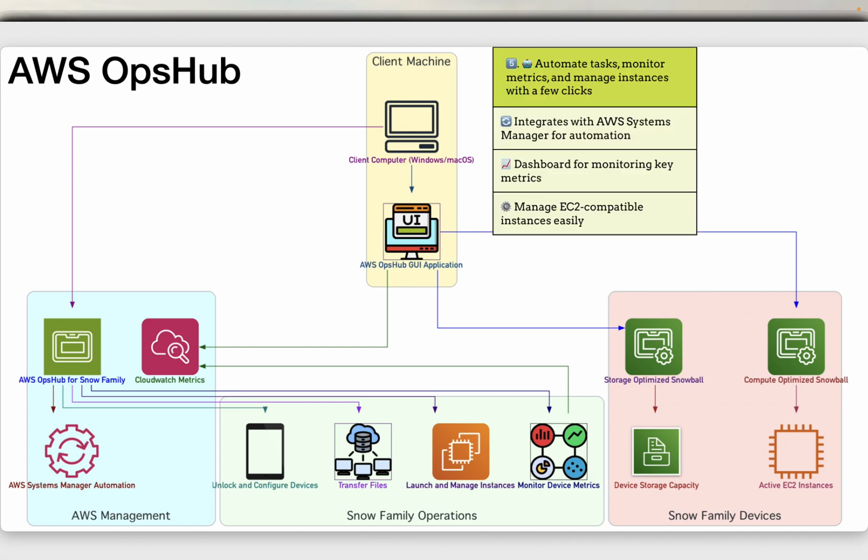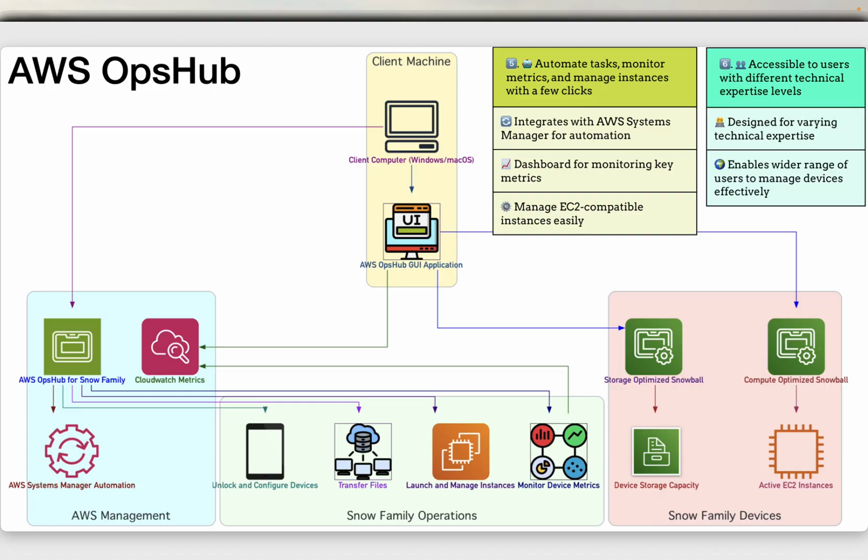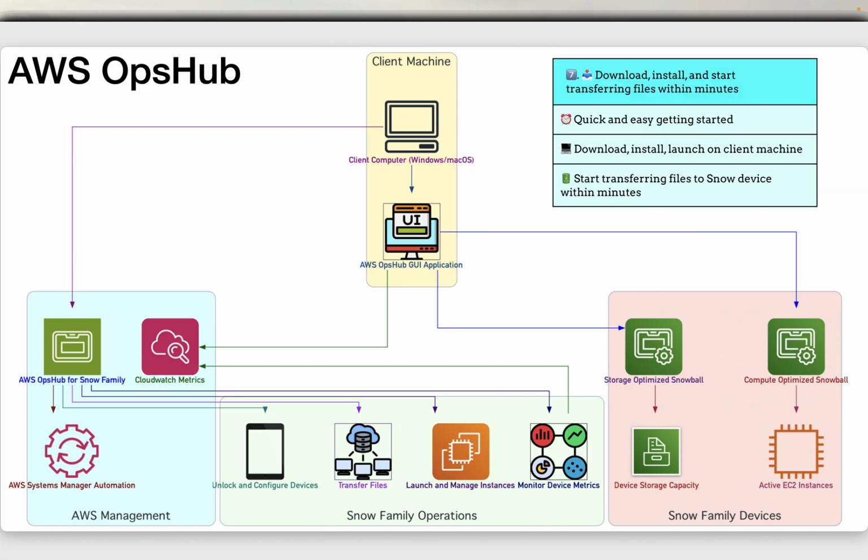And Ops Hub integrates with AWS Systems Manager. So there is a Systems Manager service which has direct integration with Ops Hub, and this lets you automate operational tasks. It provides a dashboard for monitoring key metrics and allows you to manage EC2 compatible instances with just a few clicks. It is designed to be accessible for users with varying technical expertise, and AWS Ops Hub enables a wider range of users to manage their Snow Family devices.